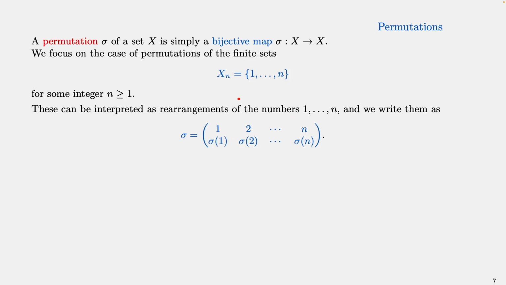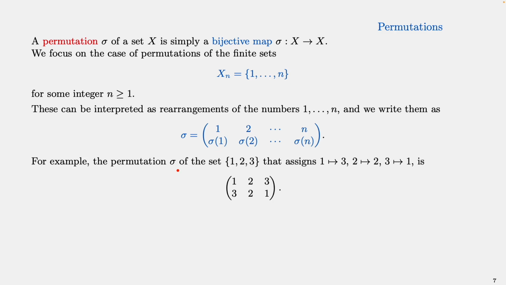A permutation of such a set from 1 to n is written like that. In the top row, we just write the numbers 1, 2, 3, and so on up to n. And in the bottom row, we write the images under this permutation. So here we state with which element they have been exchanged. As an example, let's look at the permutation sigma for the set 1, 2, 3 that assigns 1 to the element 3, 2 to itself, so nothing changes for 2, and 3 is assigned to the element 1.